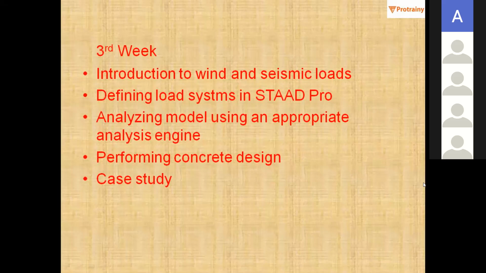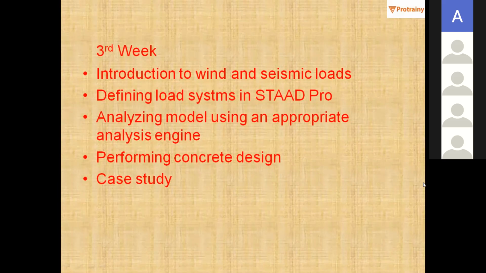Now, in the final week of this 3-week course, after you students are able to model a structure, in order to analyze this model, you now need to apply loads. Loads, as I told you before, include basically vertical and horizontal loads. Vertical loads include the self weight, the live load on the structure, or any specific load.